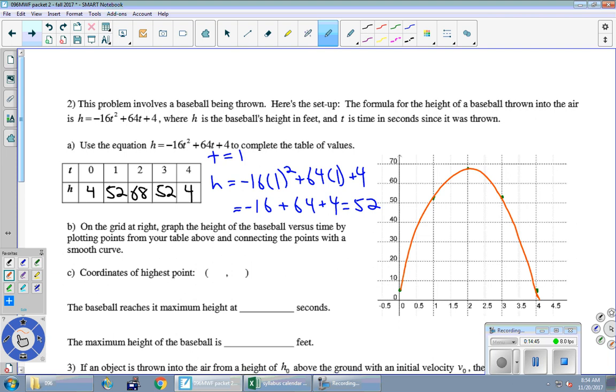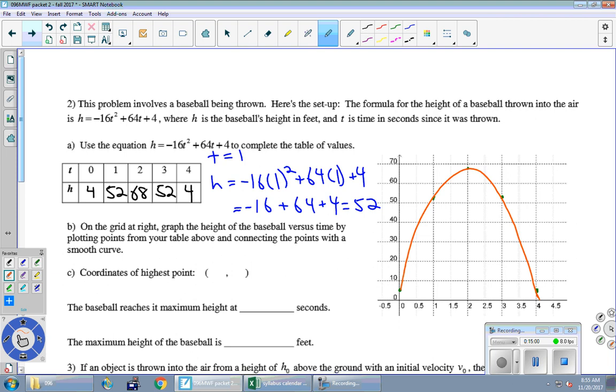I'm not sure where that one was. 0, 4. Okay, so there's our parabola. I want to be clear. If you throw a ball to a friend, the path of the ball is going to be a parabola. It looks an awful lot like that's the path of the ball.